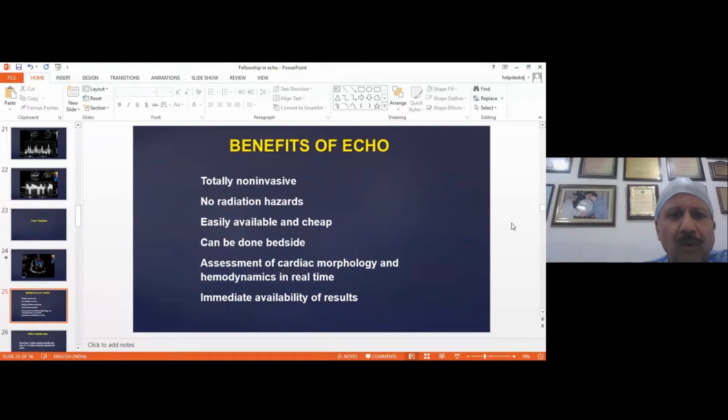But what we're talking about now is a totally non-invasive technique. It has no radiation hazards. You can use it in pregnant ladies as well. It is easily available. It can be done at the bedside.